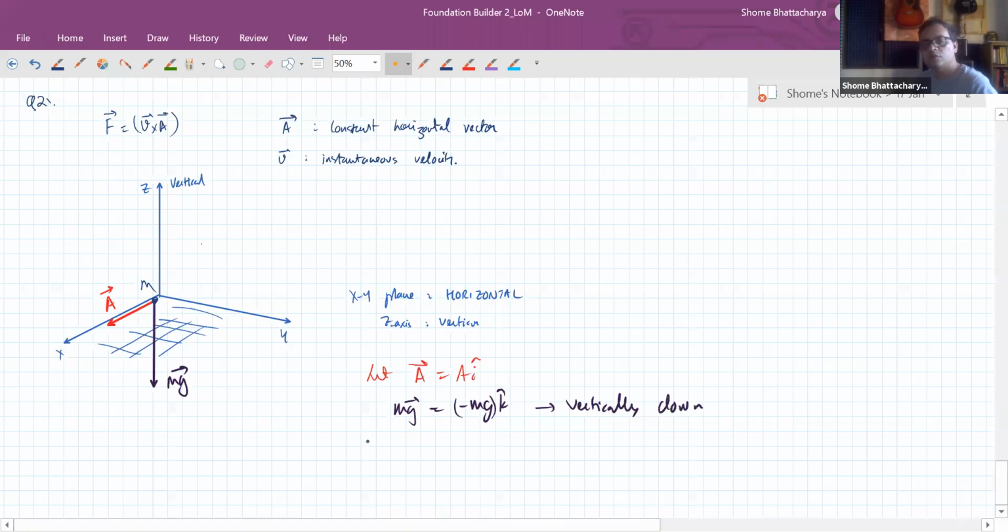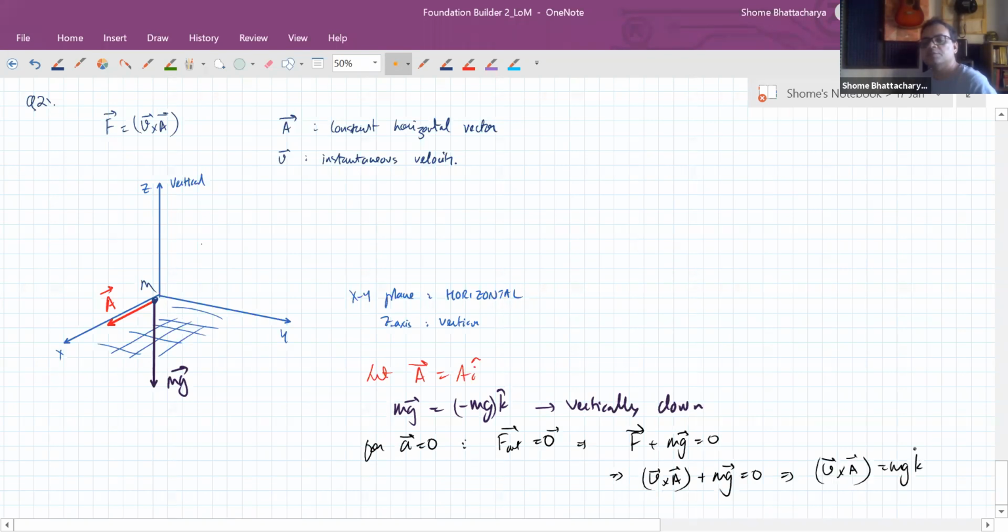So for the acceleration of that body to be zero, the net force on it must be zero. So that means this external force that we have plus the weight must be zero. This V cross A force that we have, that one plus mg should be zero. That means V cross A should be equal to mg k cap.